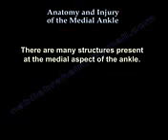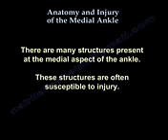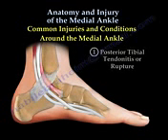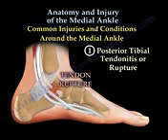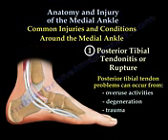There are many structures present at the medial aspect of the ankle. These structures are often susceptible to injury. Common injuries and conditions around the medial ankle. The first condition is posterior tibial tendinitis or rupture. Posterior tibial tendon problems can occur from overuse activities, degeneration, or trauma.